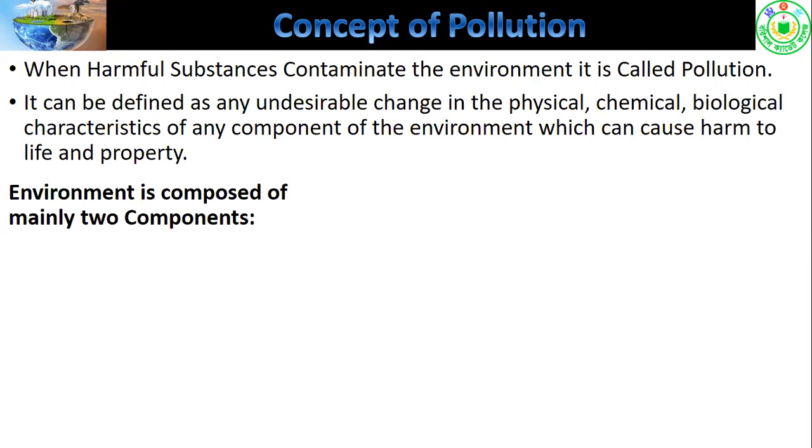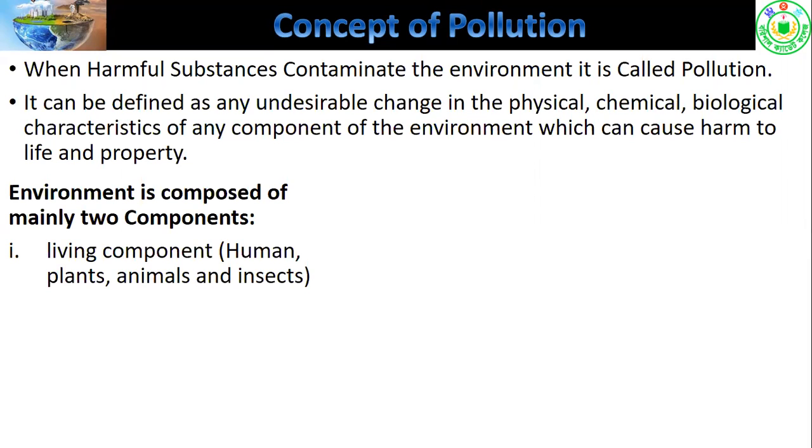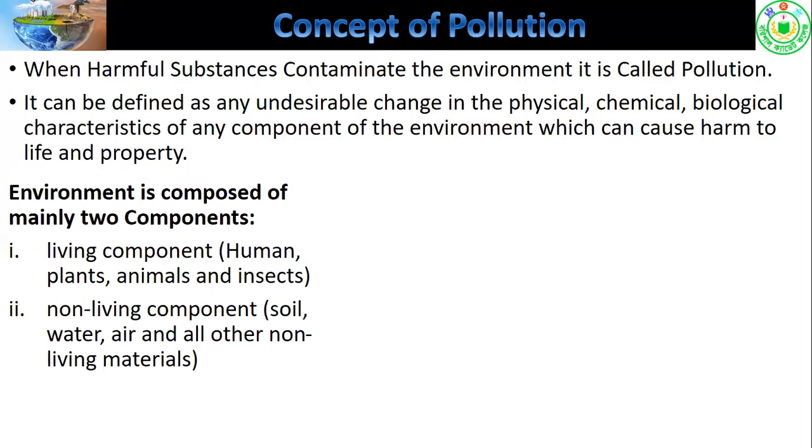And environment is composed of mainly two components. One, living components, that means human, plants, animals, and insects. That means the components who have their own lives. And non-living components, it means soil, water, air, and all other non-living materials.